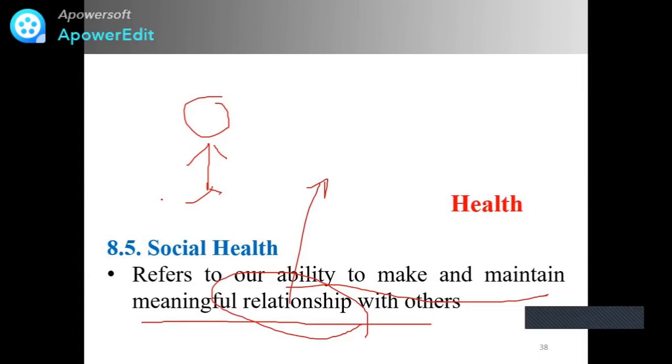Sociologists have found a link between social relationships and health outcomes. Studies show that social relationships, both quality and quantity, have short and long-term effects on our health. Social health.